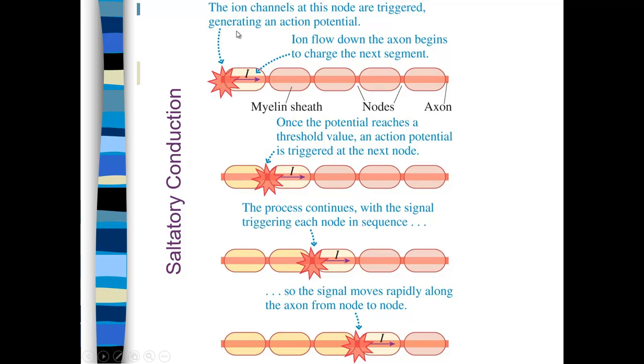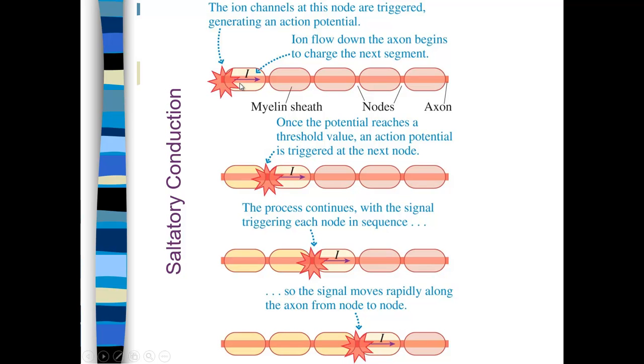So ion channels are triggered and they develop an action potential in this cell here, and the ions flow down the axons to the next segment. In between the segments we call nodes. And once the potential reaches the threshold value, the action potential is triggered at the next node, then it goes to the next node, and it goes to the next node.